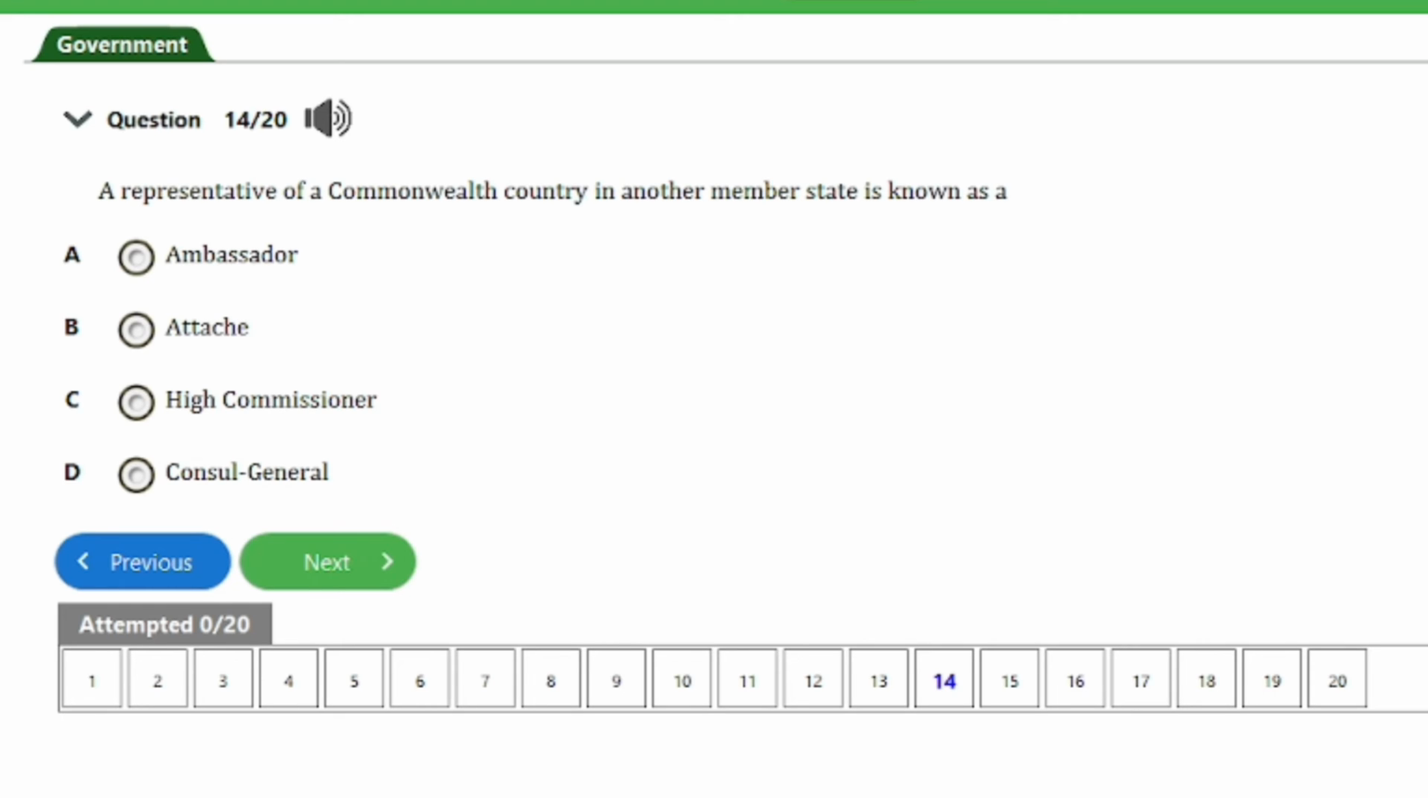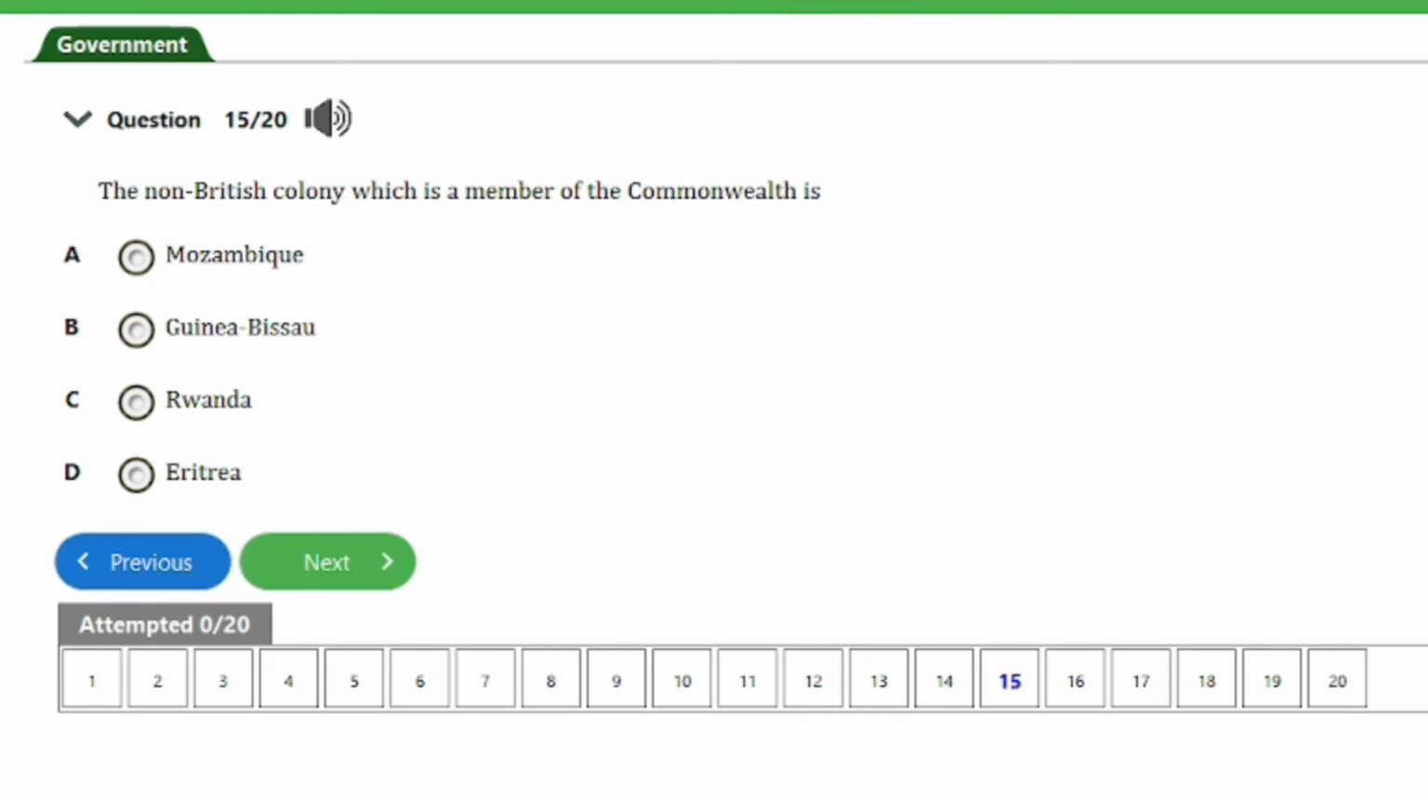So we have question number 15. It says, the non-British colony which is a member of the Commonwealth is A, Mozambique, B, Guinea-Bissau, C, Rwanda, D, Eritrea. So guys, the answer to this question is option A, that's Mozambique. So that's it for this question. Let's head on to the next one, guys.